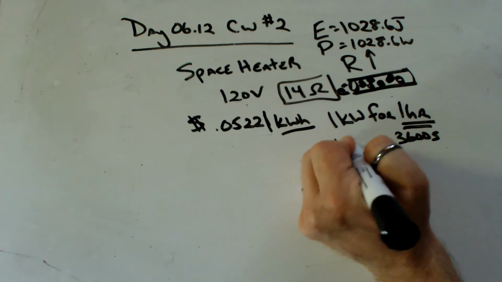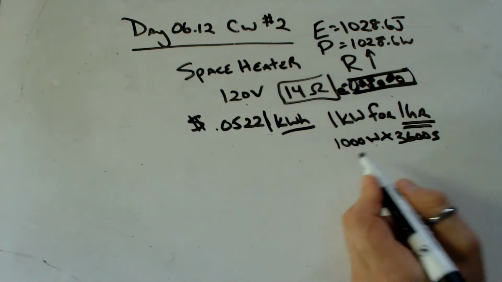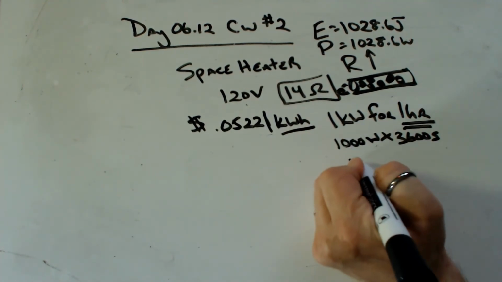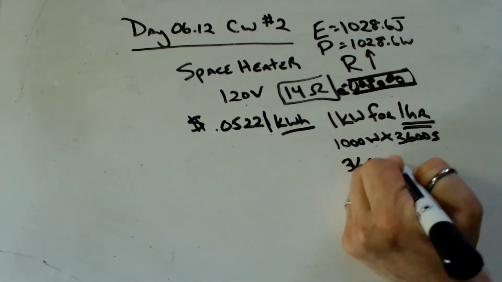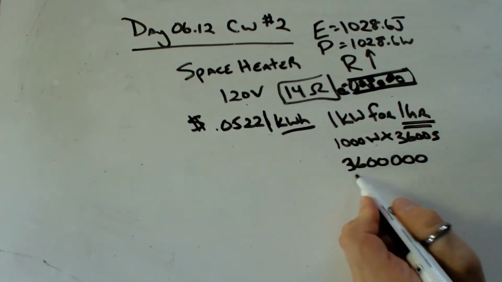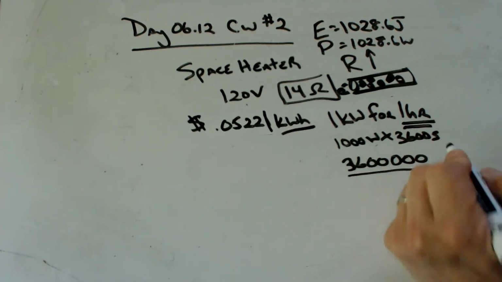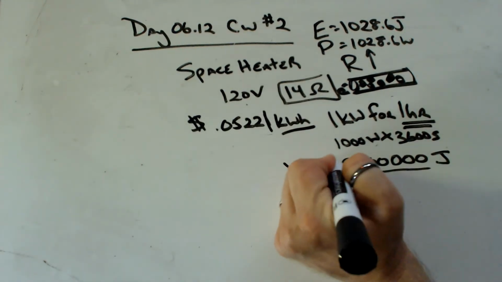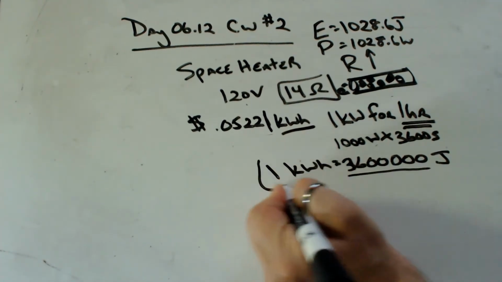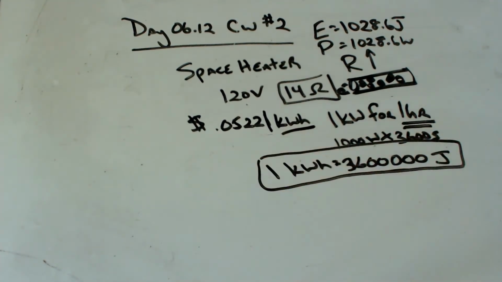A kilowatt is 1,000 watts. If you multiply these two, you get 1,000 times 3,600, which is 3,600,000. And this is the number of joules in a kilowatt hour. So 1 kilowatt hour is 3.6 million joules of energy. And this is a conversion that we need to know in order to figure out the amount of money that it costs to run some kind of component, in this case a space heater.